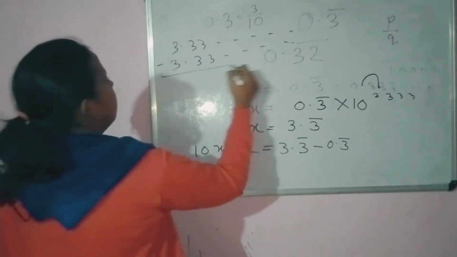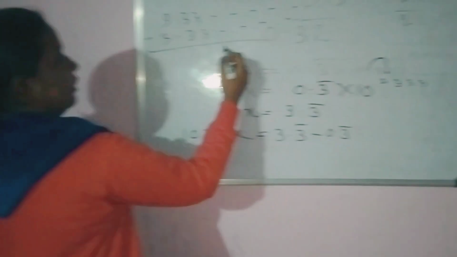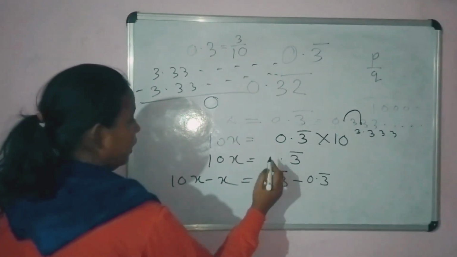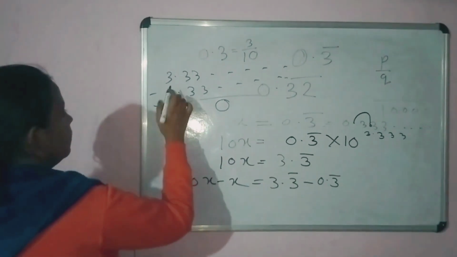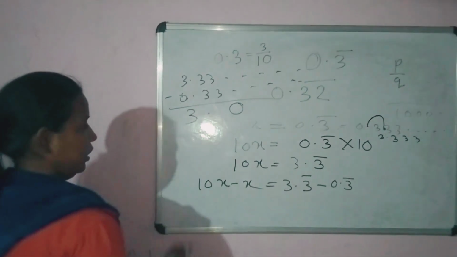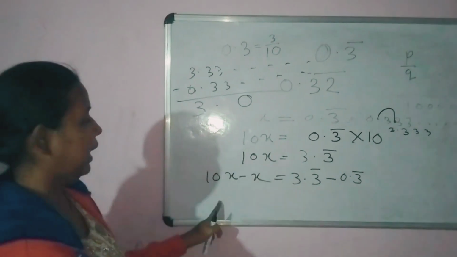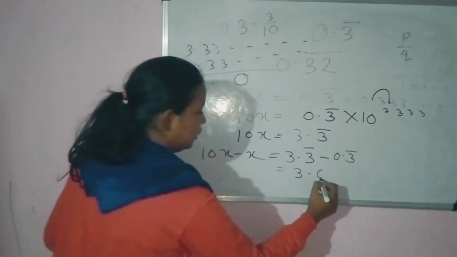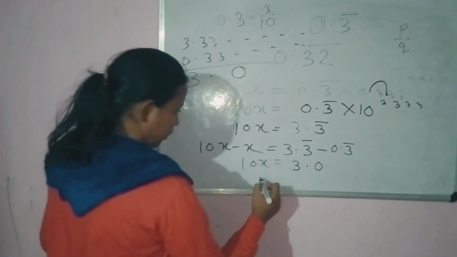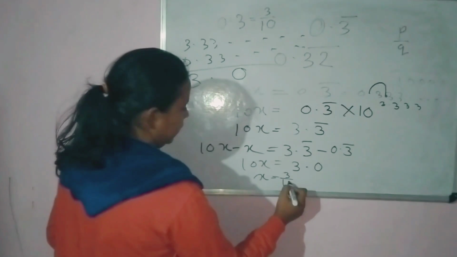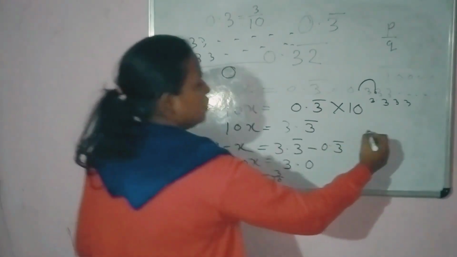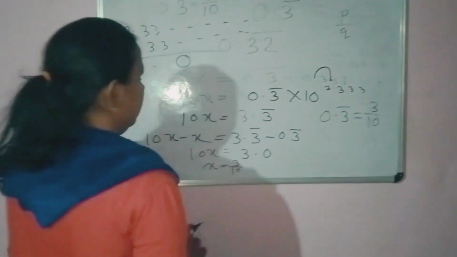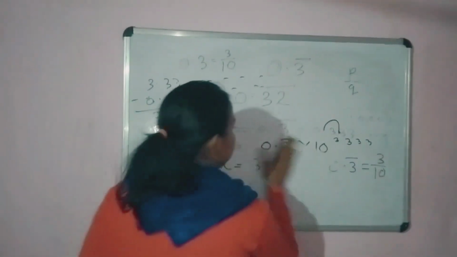That means it will be 3.3333 minus 0.3333. When you subtract, this entire repeating part minus this entire repeating part will be 0, and 3 minus 0 will be 3. So the repeating part is omitted by subtraction. It will be 3.0. Now 10x minus x is 3.0, so 9x is 3 and x is equal to 3 by 9. This x is 0.3 bar, so you can write 0.3 bar as 3 by 9.